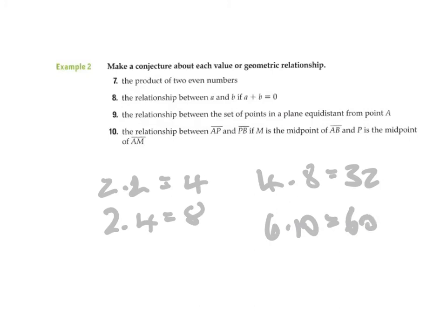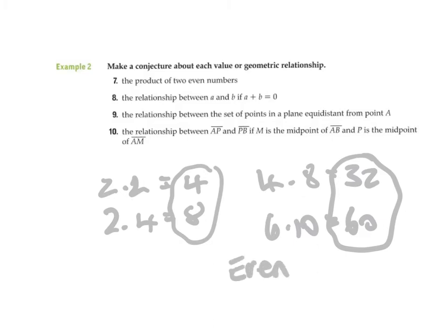All right. Well, let's have a look at these numbers, which are your answers. What do you get? Well, look for the obvious one. If you multiply two even numbers together, your answer is always going to be even. And it's as simple as that. Don't try and make anything bigger than what it is.